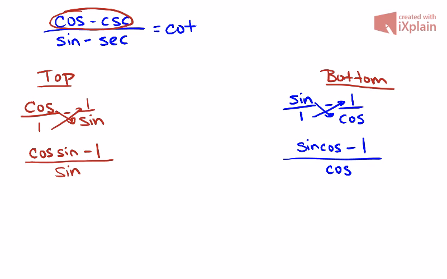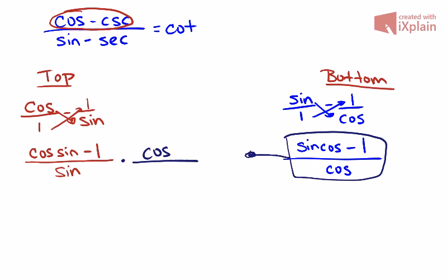Now I have my top over here and I have my bottom. Remember, when you divide by fractions, always flip the bottom. So I'm going to bring the bottom over here, but I'm going to flip it. So I'm going to put cosine on top. I'm going to put sine cosine minus 1 on bottom, because you have to flip the bottom and then multiply. Now I have cosine sine minus 1.